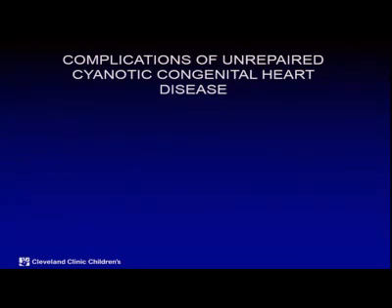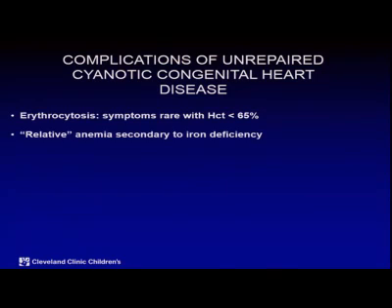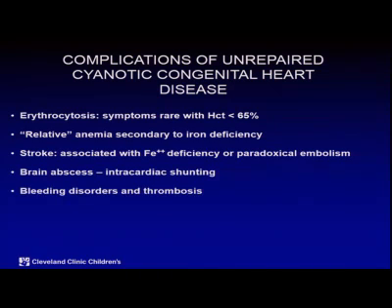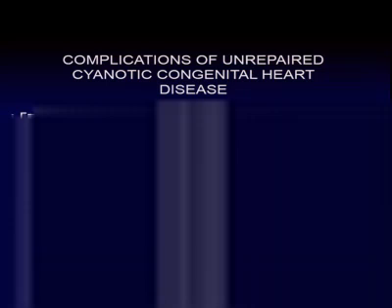And finally, there's a slide about cyanotic congenital heart disease. What are the complications of unrepaired cyanotic heart disease? You have erythrocytosis, which typically would produce symptoms at a hematocrit of more than 65. You can have relative anemia secondary to iron deficiency, even though they have erythrocytosis, because you can consume all your iron stores. They can have a stroke due to paradoxical embolisms, brain abscesses, bleeding disorders and thrombosis, hypercyanotic spells, and that's it, folks.